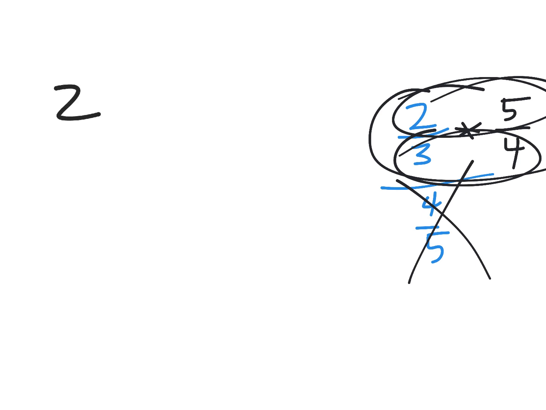So try this one. 2/3 divided by 1/7. If you understand what's going on, you'll be able to go slam, bam, done. Easy peasy.